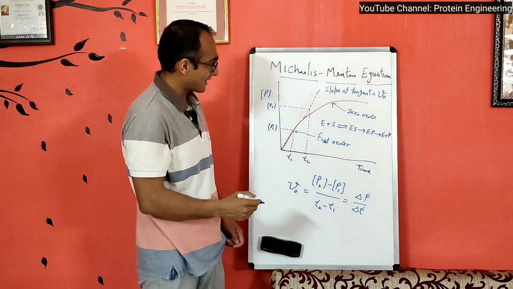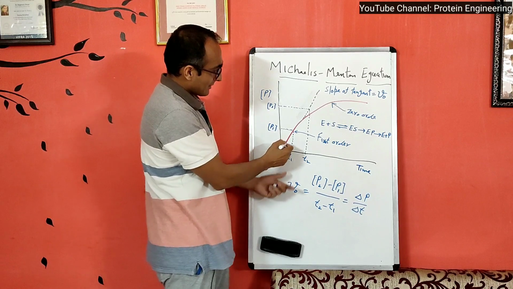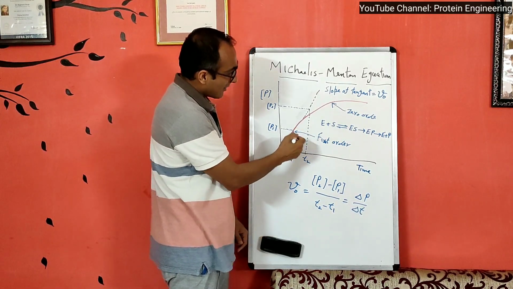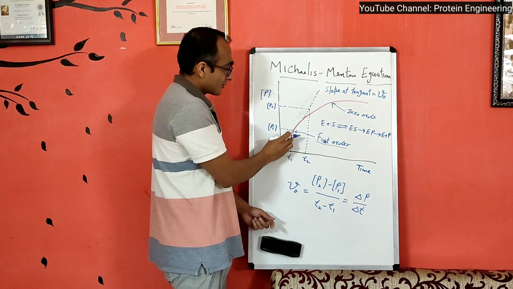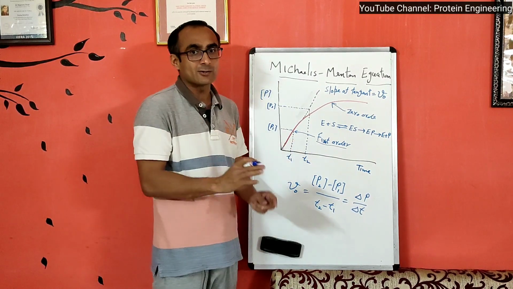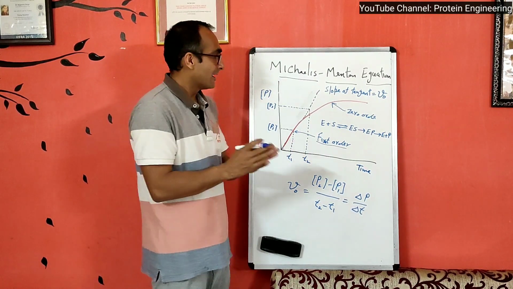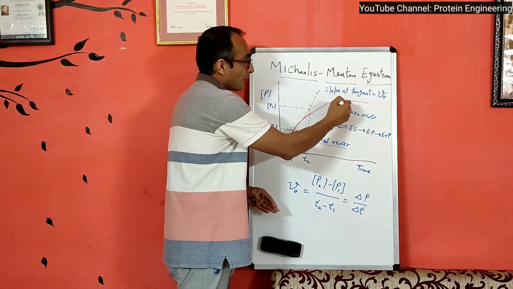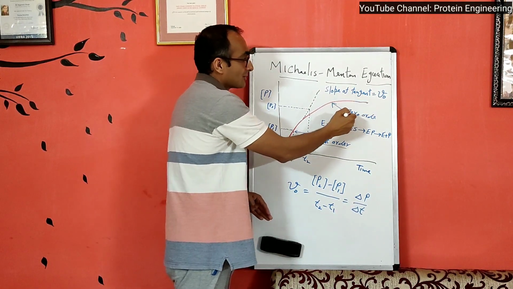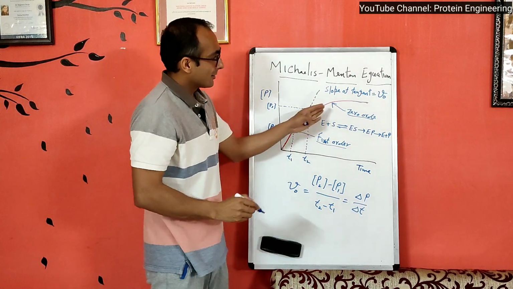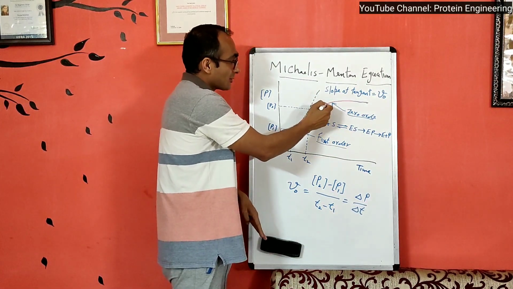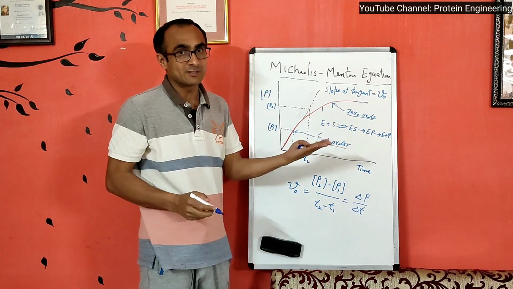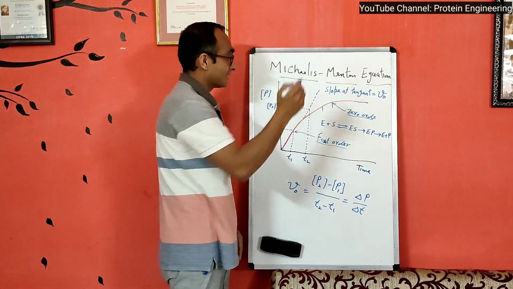So in this kind of reaction, initially the graph follows first order kinetics. First order reaction means the rate of the reaction is directly dependent on the concentration of the substrate, and eventually it falls flat, which shows zero order kinetics. Substrate concentration is always high, but there is no change beyond this point. There is no change in the rate of the reaction, so this is zero order kinetics here.